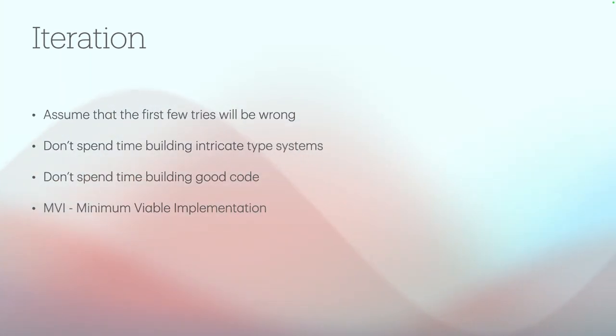Iteration. The first few attempts might not be perfect. Don't waste too much time on complex type systems or writing flawless code. Instead, focus on creating a basic version that works. This approach is called the minimum viable implementation, MVI.